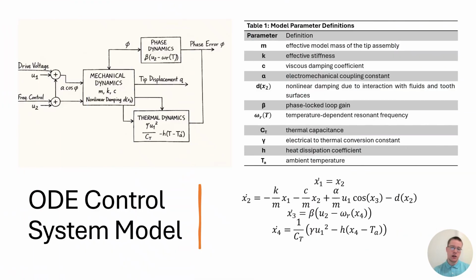Okay, this is my control system ordinary differential equation model. Here in the bottom left, you can see my equations with all the parameters being defined here. Please pause. I don't have time to explain all of them, but here you can see a simple diagram of what's going on in that tip. The main points to notice is that there are mechanical dynamics, phase dynamics, and thermodynamics all coupled into one system.